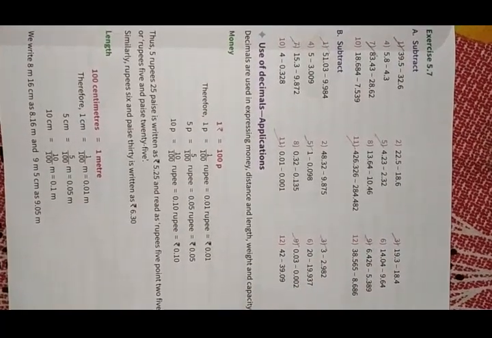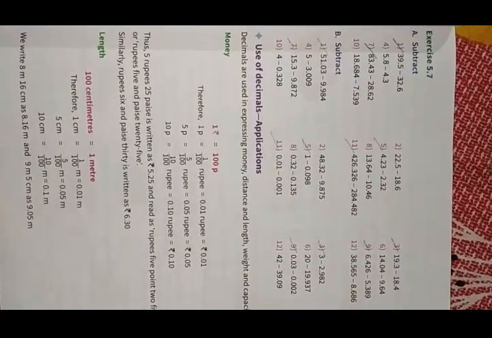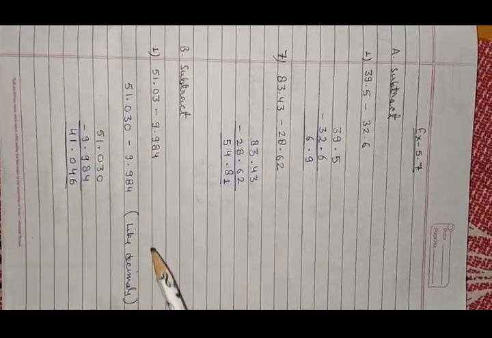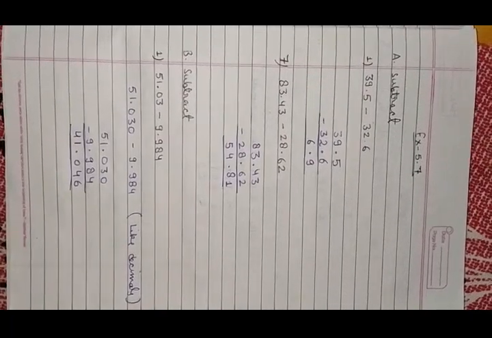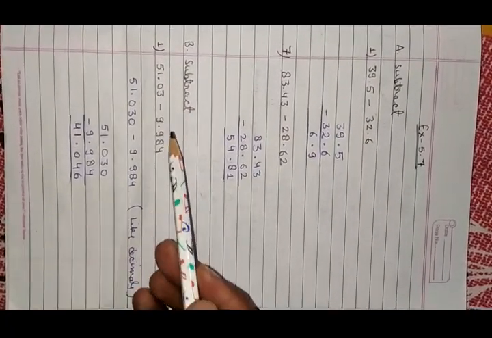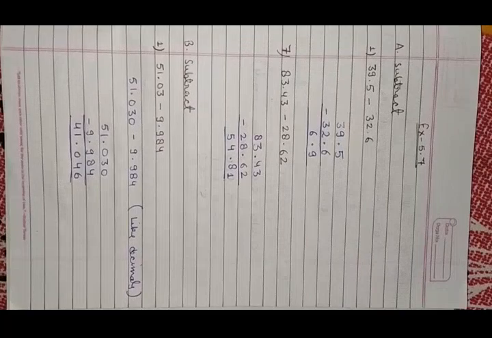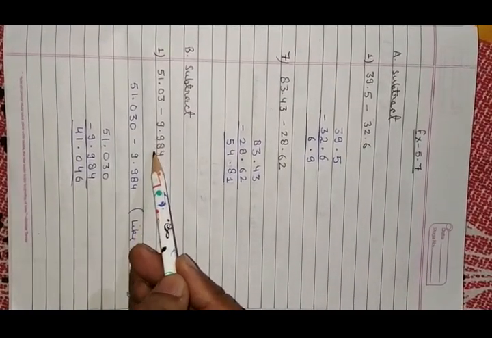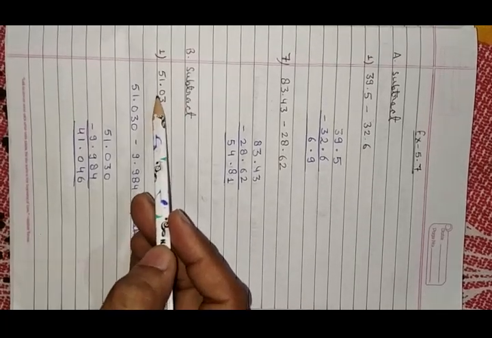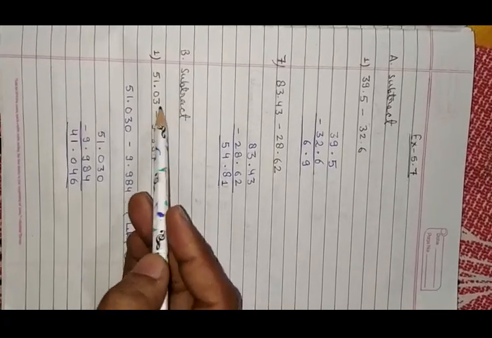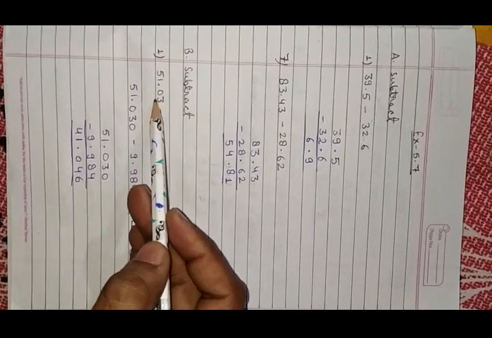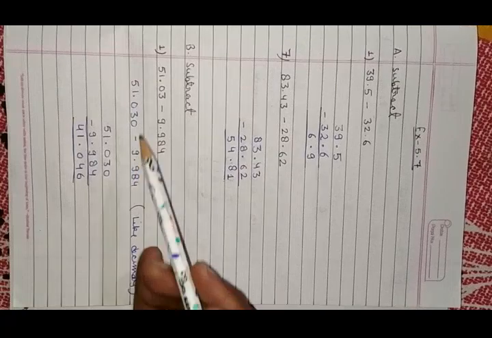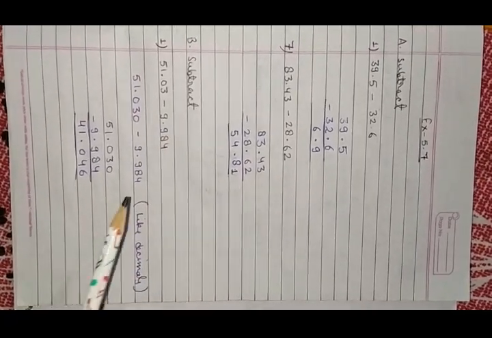Okay, now B subtract. In part B the decimals are unlike. Okay, we have to make them like decimals, then we will subtract them. 51.03 minus 9.984. So after decimal 3 digits are there and here only 2 digits, so we have to put a 0 just after 3 to make it a 3 digit after decimal. Now they are like, so now subtract.